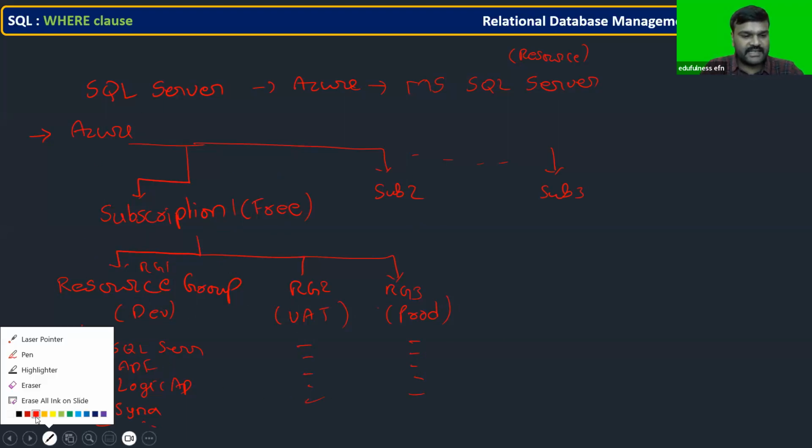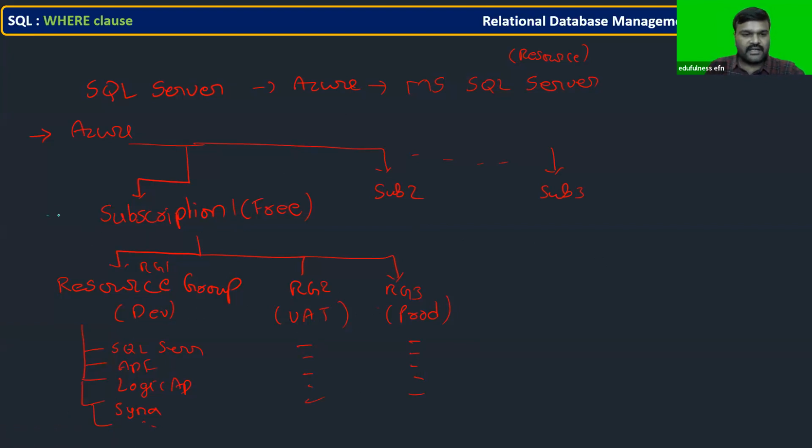Now I hope this high level understanding is clear. We already have a free subscription, so we need not create one. To create a SQL Server, what is the first thing we need to do? We need to create a resource group first. Got the point? Now let us start working with the Azure portal by first creating the resource group.